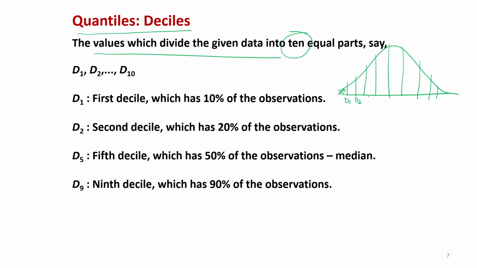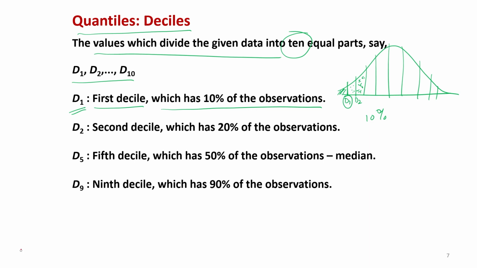So now you can see the 100% area has been divided into 10 equal parts. So every decile will contain 10% of the observations. Each of these partitions contains 10% of the observations. So these deciles are denoted as D1, D2, up to D10. D1 is the first decile which has 10% of the observations. For example, here you can see this is your D1.